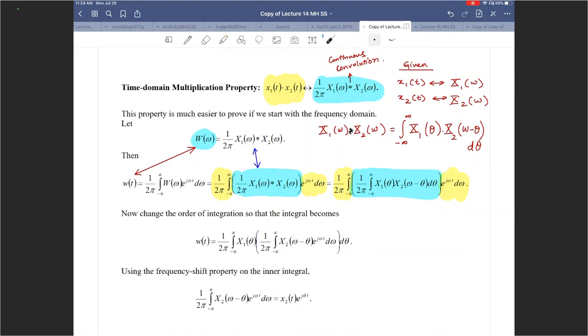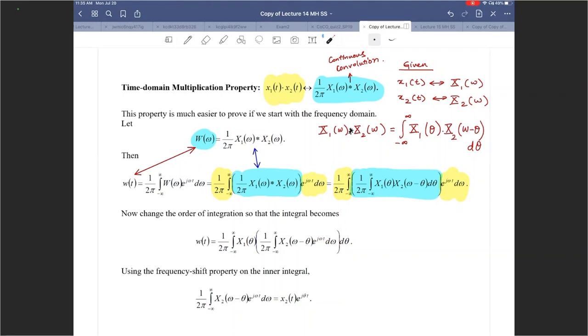Next, we change the order of the integration, similar to what the time domain convolution property proof. Change the order of the integration. So now the integral becomes, first you do the integration with respect to omega, then you do it with respect to theta. You have 1 over 2 pi X1 of theta. You pull that out because now that doesn't depend on omega. 1 divided by 2 pi integration over all omega X2 of omega minus theta e to the plus j omega t d omega. So I rearranged it.